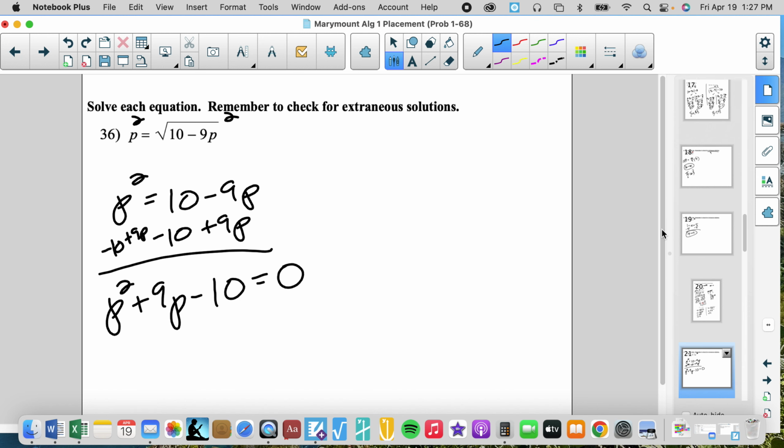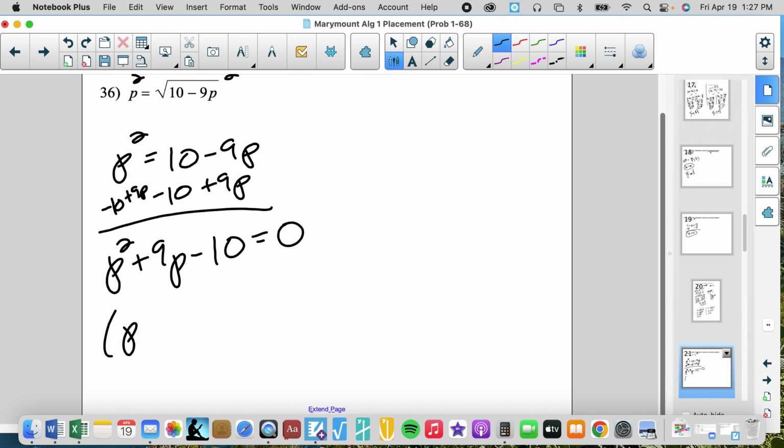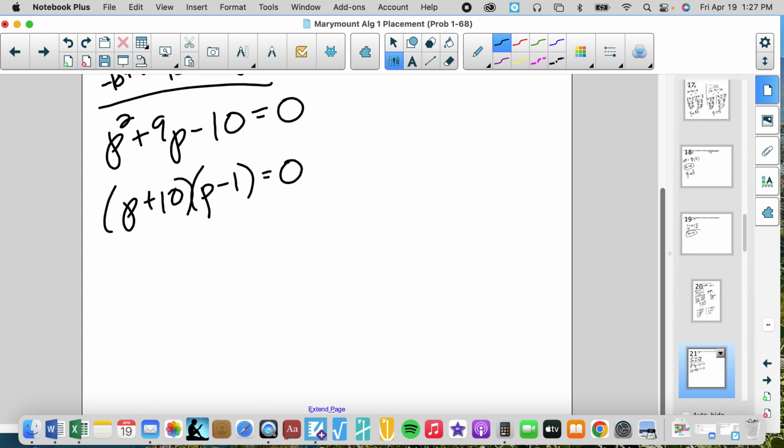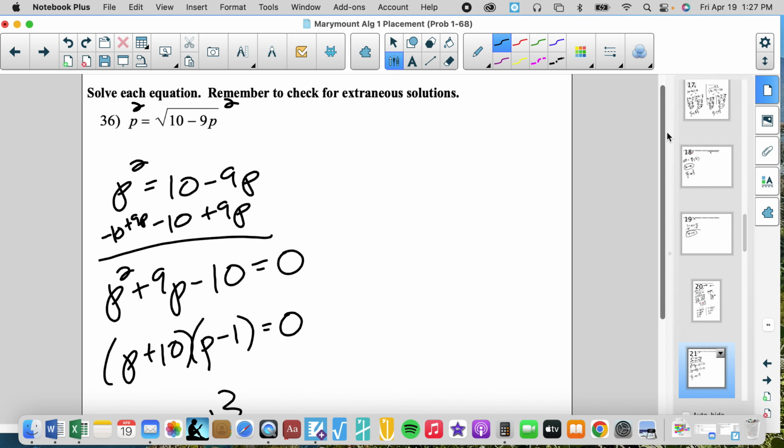And now, can we factor that? Can you mentally factor? Can you know that it's going to be p plus 10, p minus 1? Signs are different, bigger is positive. And do you know that the solutions are negative 10 and 1 because you set them equal to zero? And now you've got to check for extraneous.